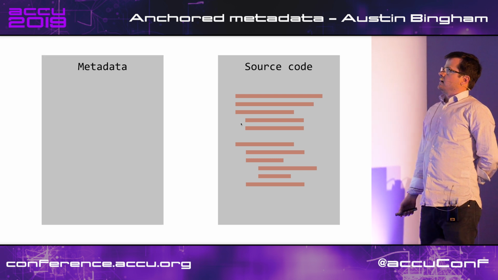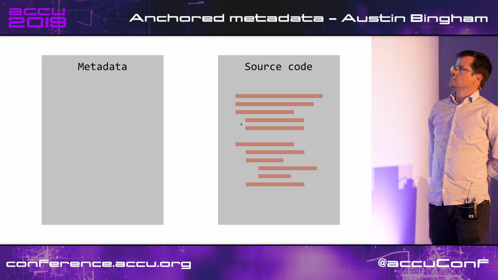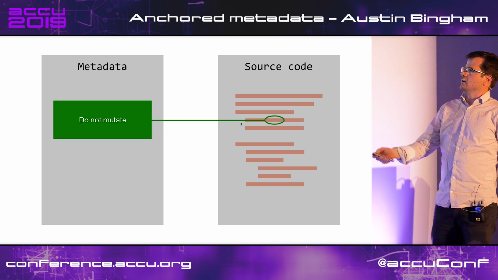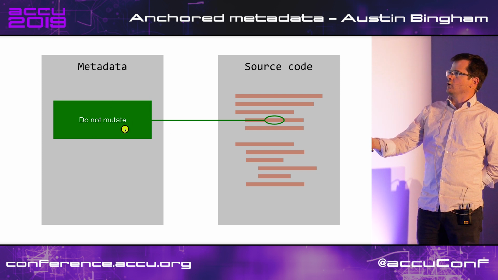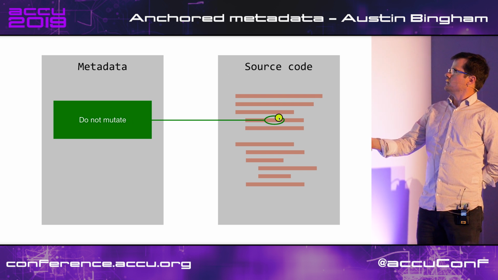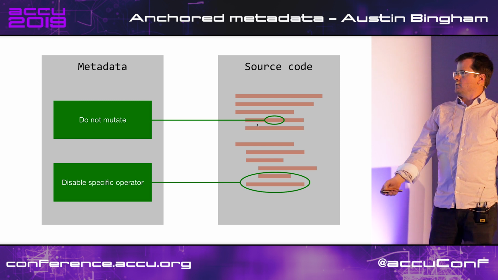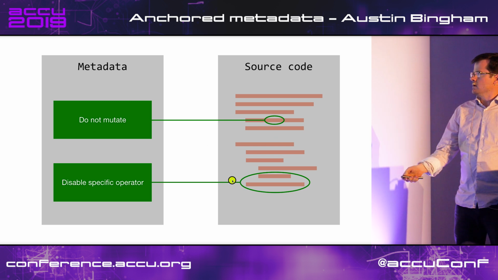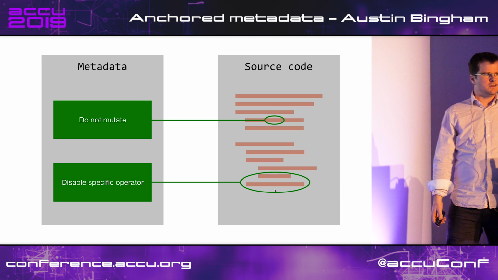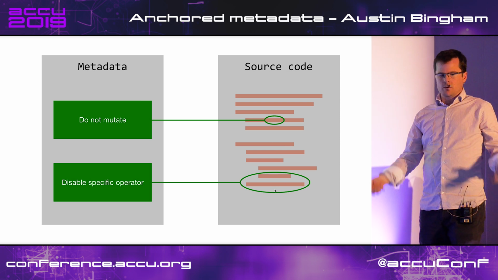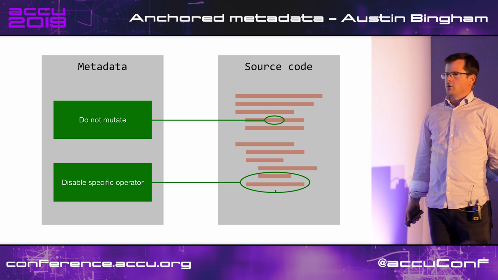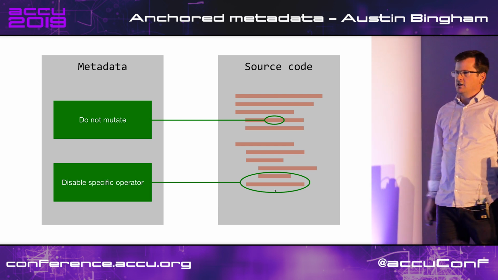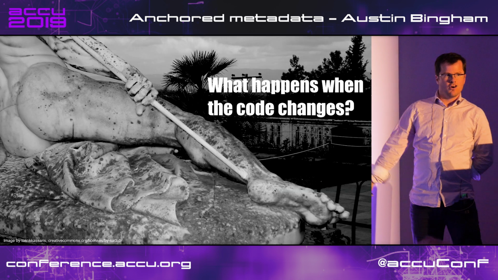But the ultimate idea is, I'll have my source code here, I'll have my metadata off to the side, and I'll have some bit of metadata that says, don't mutate this bit of code over here, right? Or disable a specific mutation operator on this body of code here. This is the fundamental thing we're aiming at. And can we make it happen? Yeah, you can probably make that happen pretty easily. But it has one big problem.